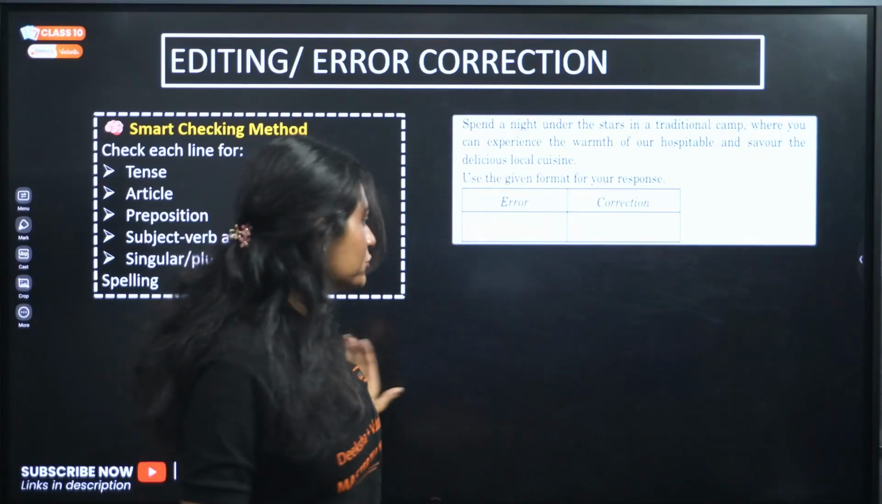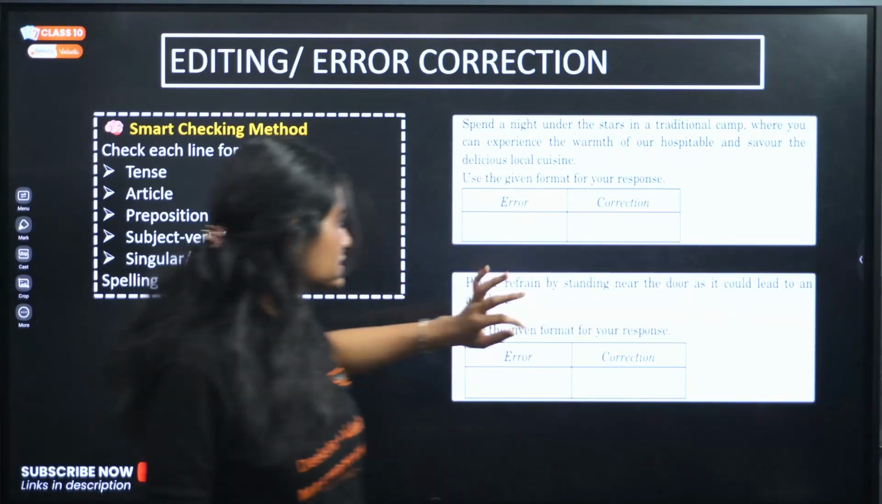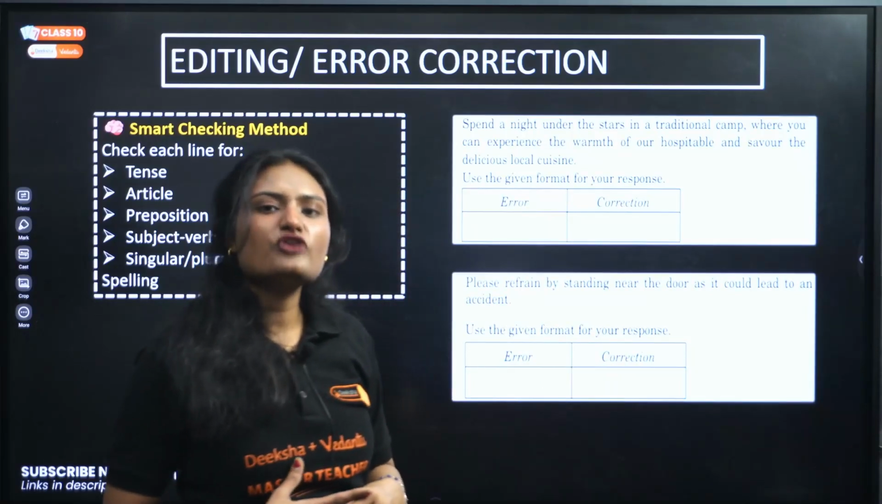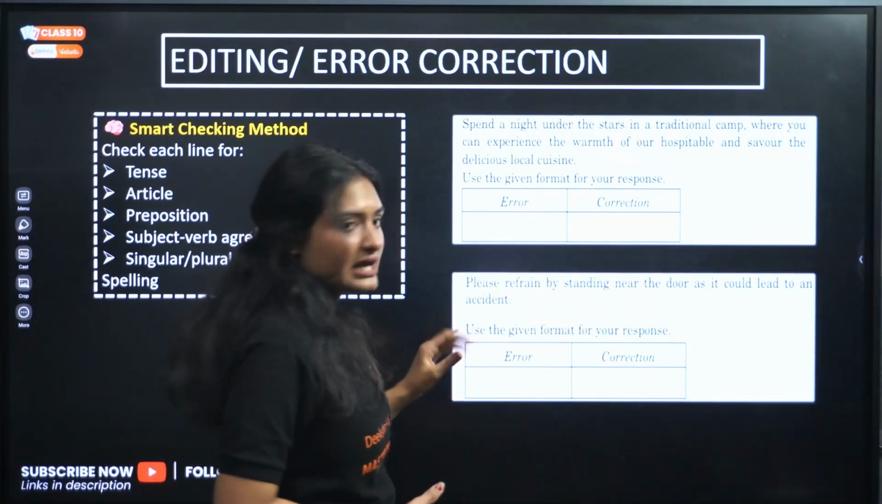Format is very important. Again, you have here, please refrain by standing near the door as it could lead to an accident. So please refrain. With refrain, the preposition used is from. Please refrain from standing near the door as it could lead to an accident.